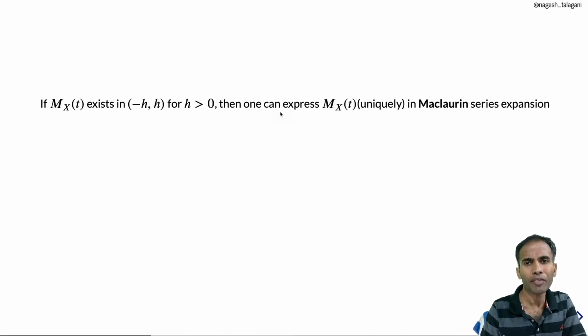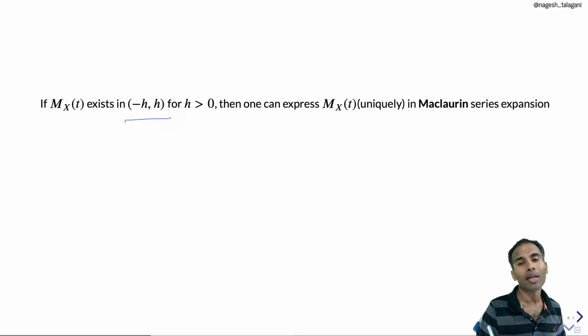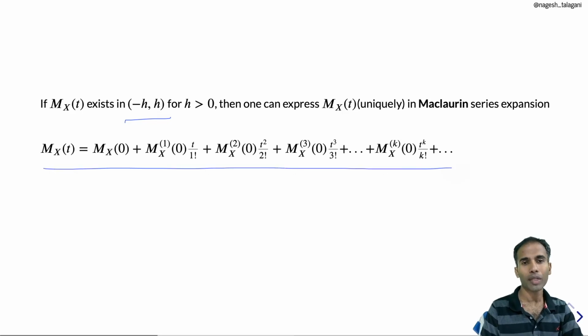If the MGF exists in the neighborhood of 0, that is, in the interval minus h to h for some positive h, we just saw that derivatives of all orders exist at t equal to 0 for the MGF. So we can express the MGF uniquely using Maclaurin series expansion. The Taylor series expansion about 0 is called the Maclaurin series expansion. Here is the Maclaurin series expansion for the MGF.